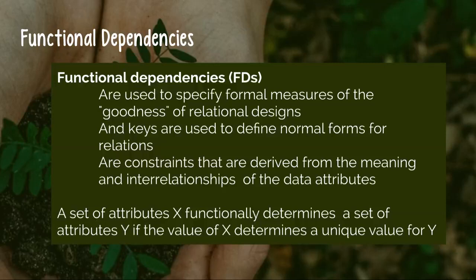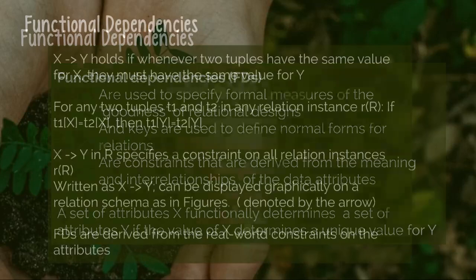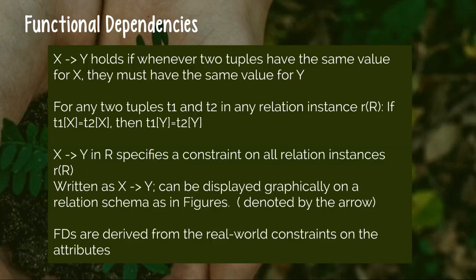So a set of attributes X functionally determines a set of attributes Y if the values of X determine a unique value for Y. That is the basic idea for functional dependencies. If we go through the definition, a functional dependency is a constraint between two sets of attributes from the database.